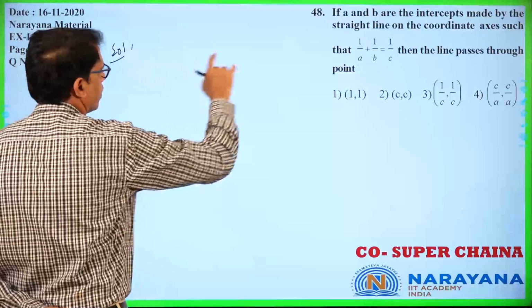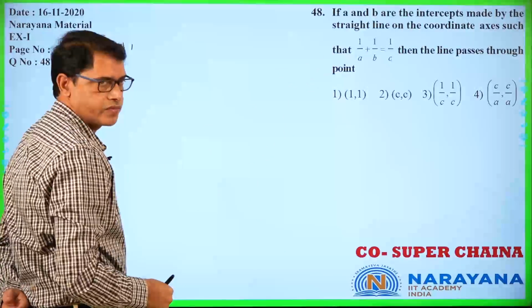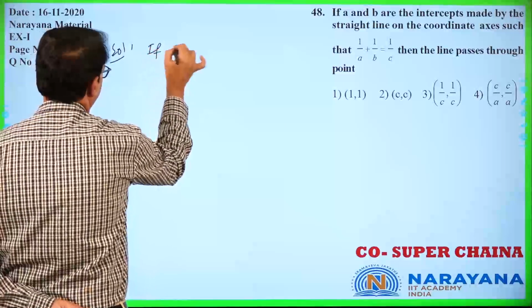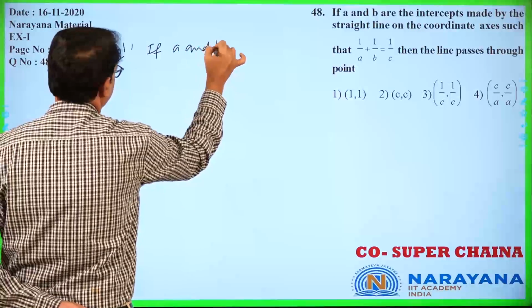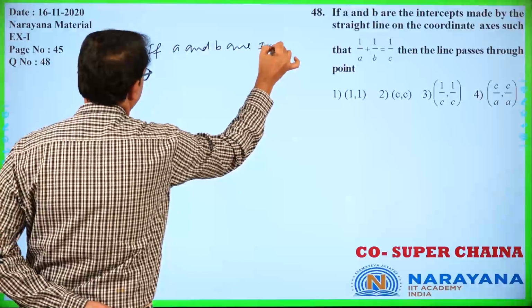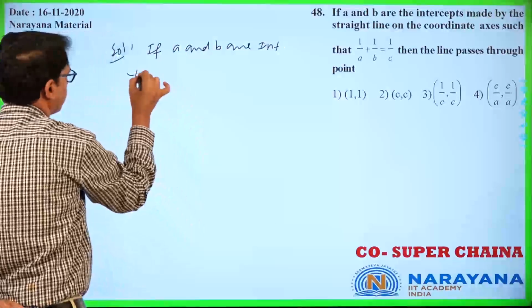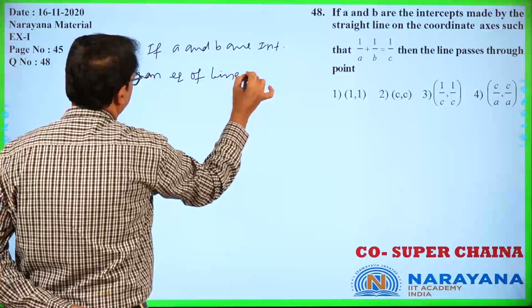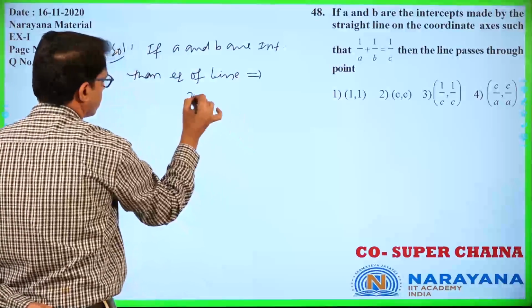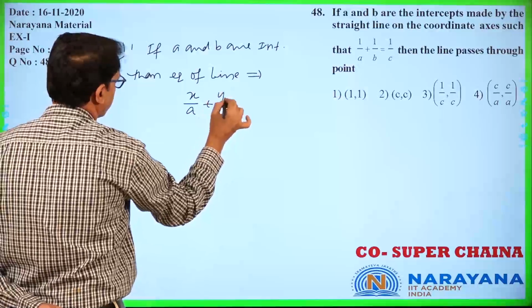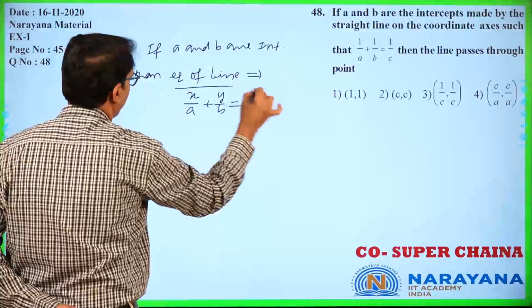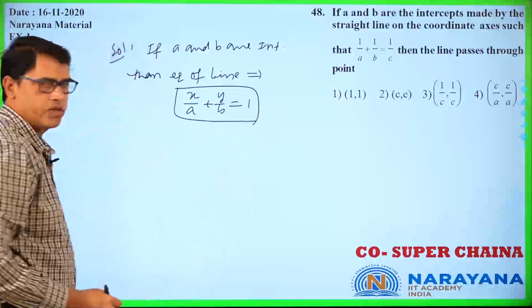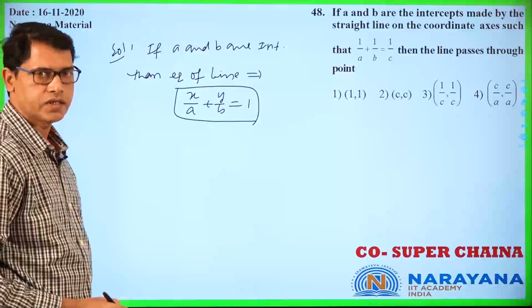See, if A and B are intercepts, okay? If A and B are intercepts, then the equation of line will be what? X by A plus y by B equal to 1. Intercept form, this one we know, right?